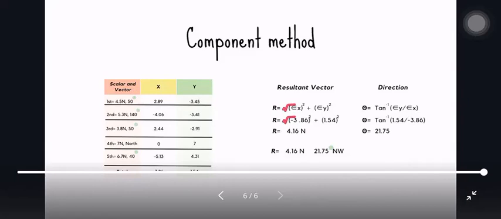Now, you know the component method. How about the graphical method? You will need protractor, ruler, multiple color pens. You would only need to follow the given direction on the given points.